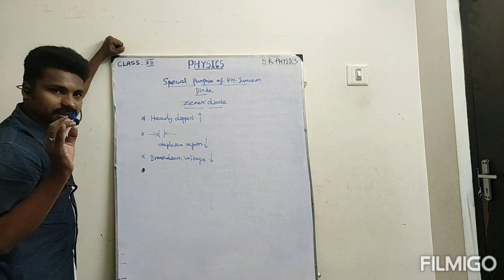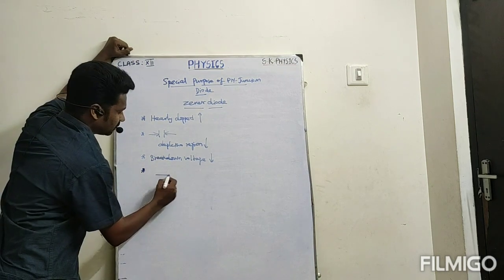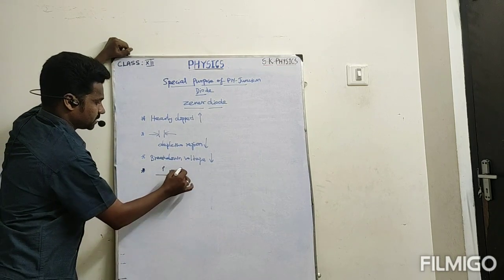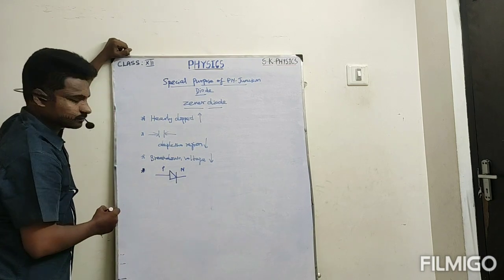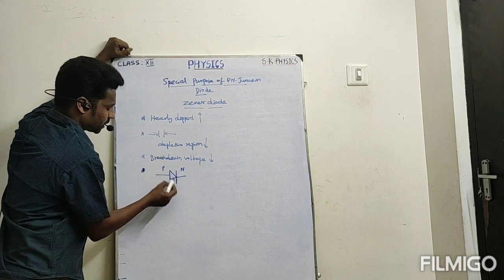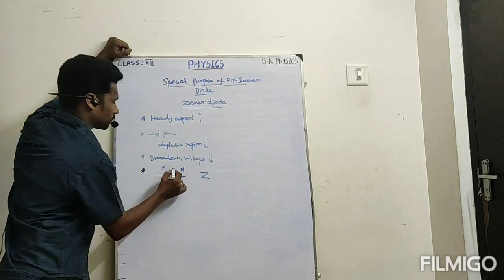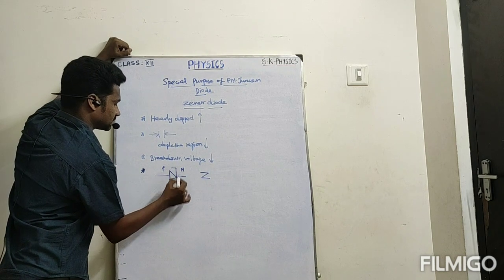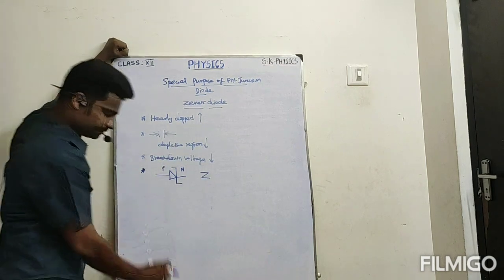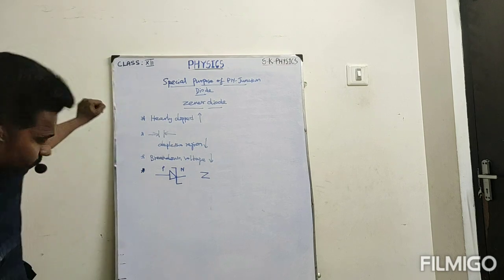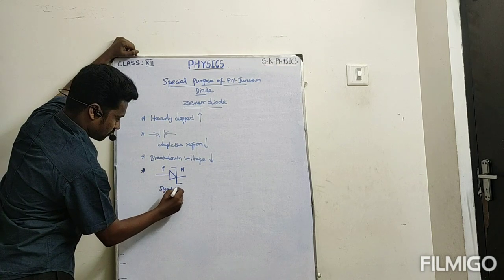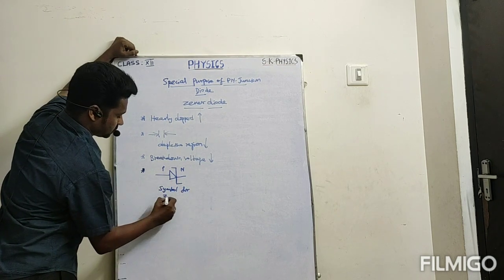Before that, you should know the Zener diode symbol. We know the normal diode symbol, P region and N region. So this is the junction diode. But here you see that bar, like a Z symbol. Please listen, like a Z symbol. Now it is converted into a Zener diode. This is the symbol for the Zener diode.